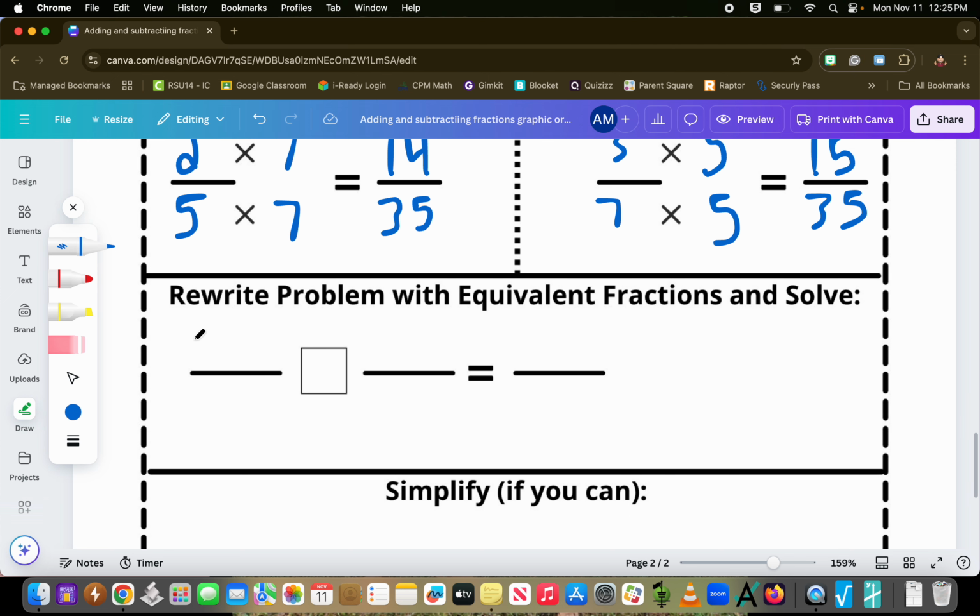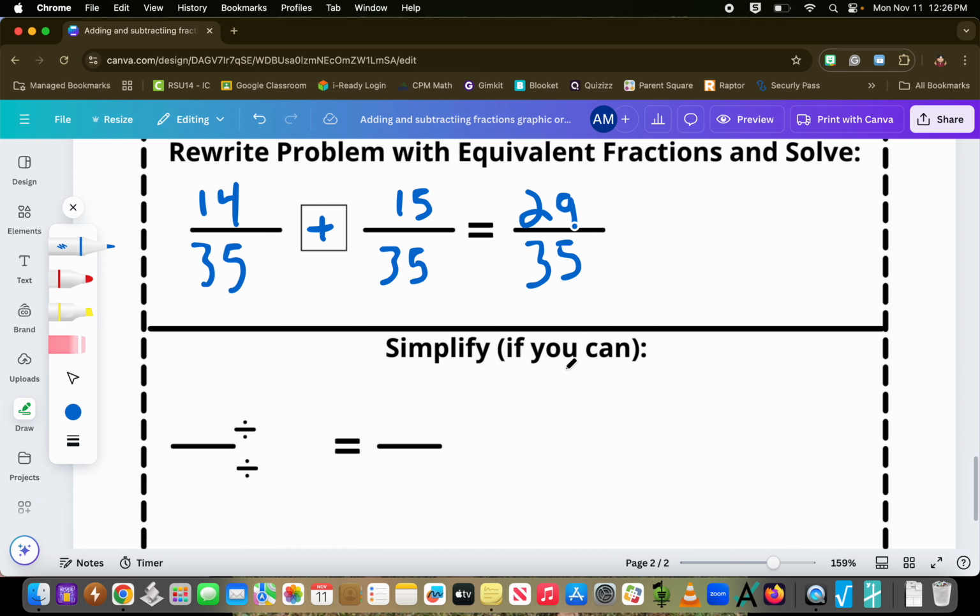So 14 over 35 plus 15 over 35. And again, I'm going to immediately rewrite my denominator over here. This is not going to change. Okay, we don't add these, we don't subtract these, we just bring it over. And then we're just going to add our numerators. So we've got 14 plus 15. If I add those together, I know that that is 29.